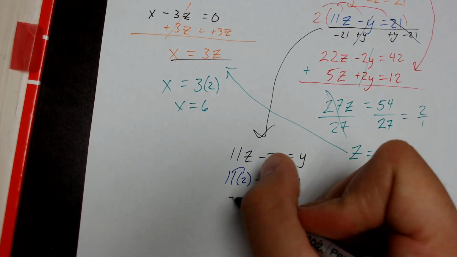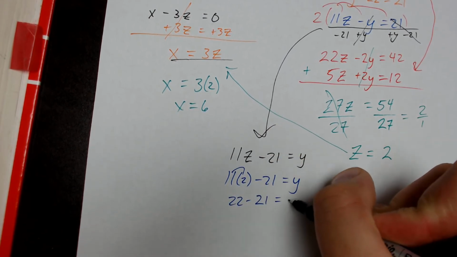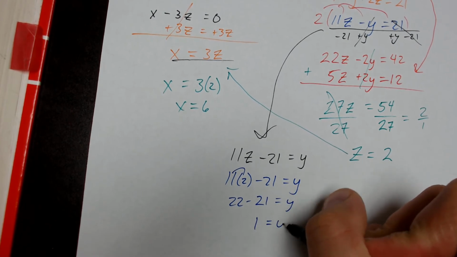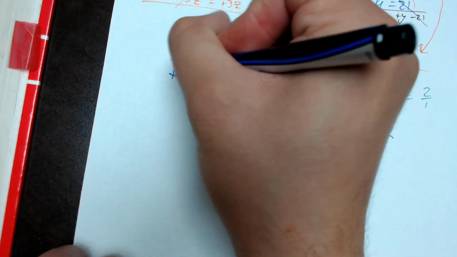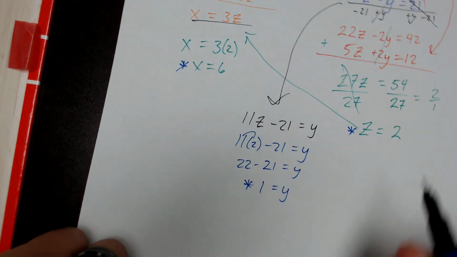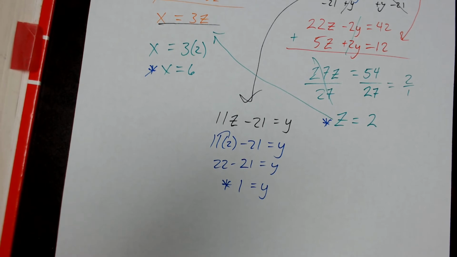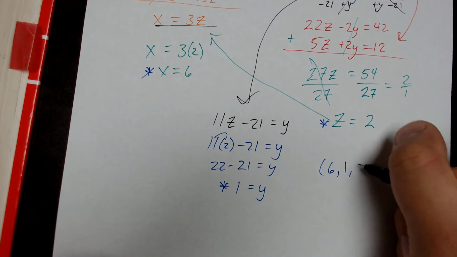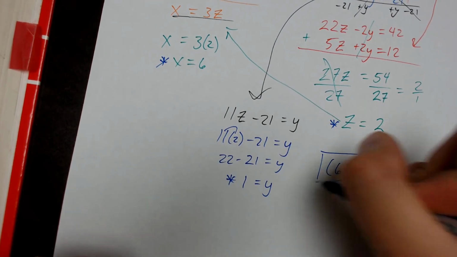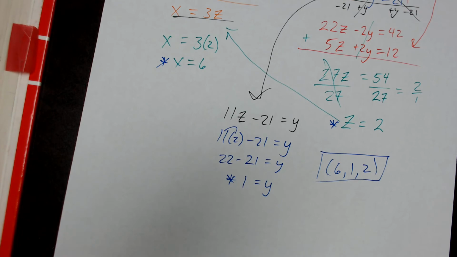11 times 2 is 22. 22 minus 21 equals y. So 1 equals y. So now that I've got my 3 answers, I just have to write them in an ordered triplet. No, it wouldn't be an ordered pair. So into a coordinate, an x, y, z coordinate. So my final answer would be 6, 1, 2. And that's how I'm going to write it. Okay, so that's substitution and elimination being used at the same time. Let's go over now to negative vectors.